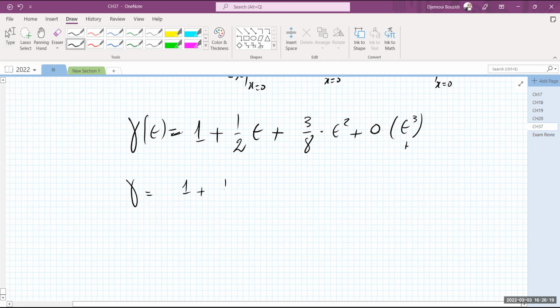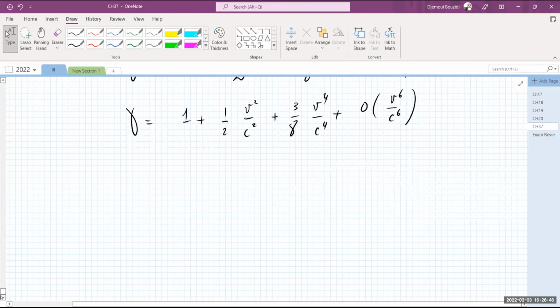So this becomes 1 plus 1/2 of v squared over c squared plus 3/8 of v to the power 4 over c to the power 4 plus terms that are negligible, in the order of v to the power 6 over c to the power 6. So in other words, when v is so small compared to c, by the way, I'm going to ignore these terms in this approximation. Let me go back into the kinetic energy.